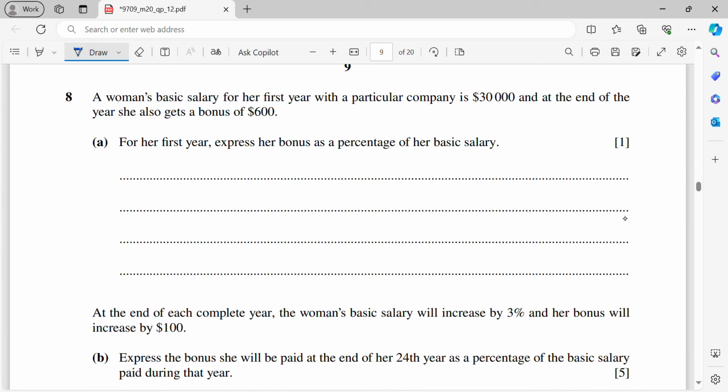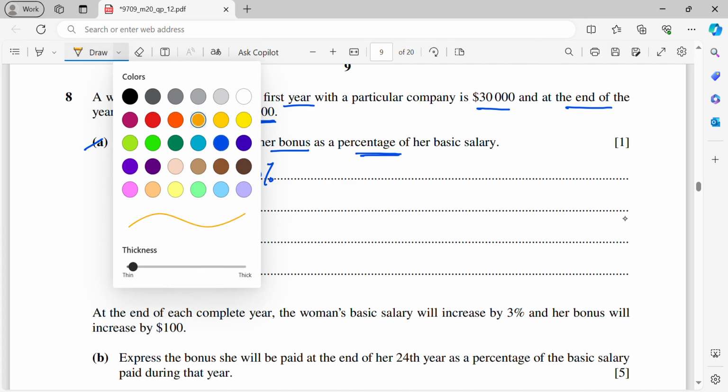Okay, for question number 8, a woman's basic salary for her first year with a particular company is $30,000. At the end of the year, she also got a bonus of 600. A, for her first year, express her bonus as a percentage of her basic salary. So this one is very simple. It is 600 over 30,000, then times 100%. That is how we solve the percentage problem.